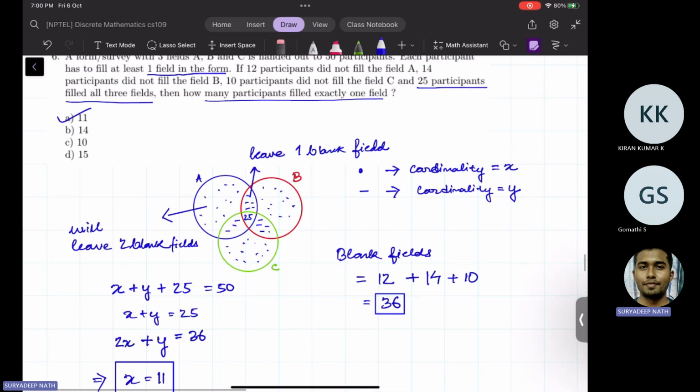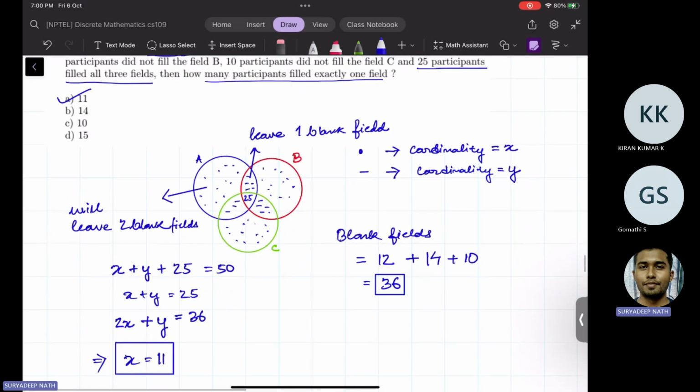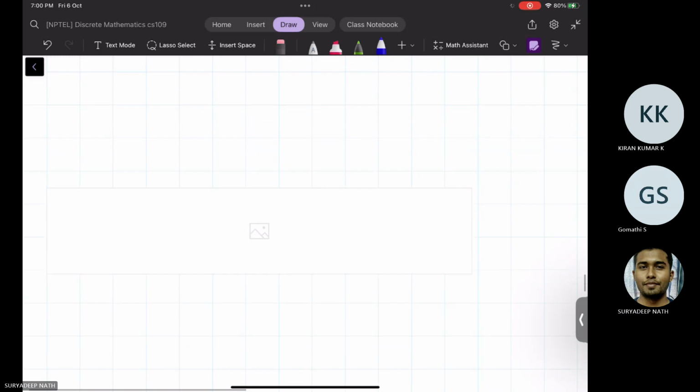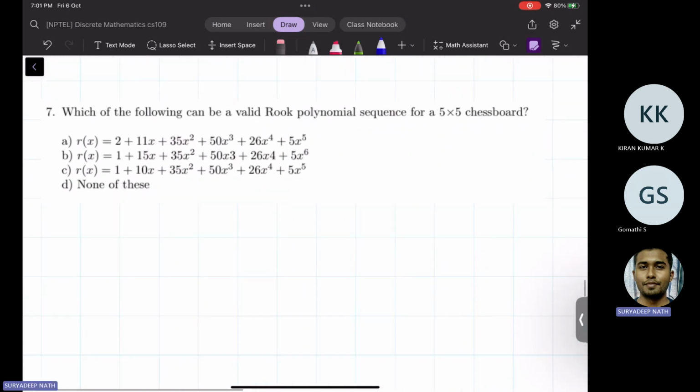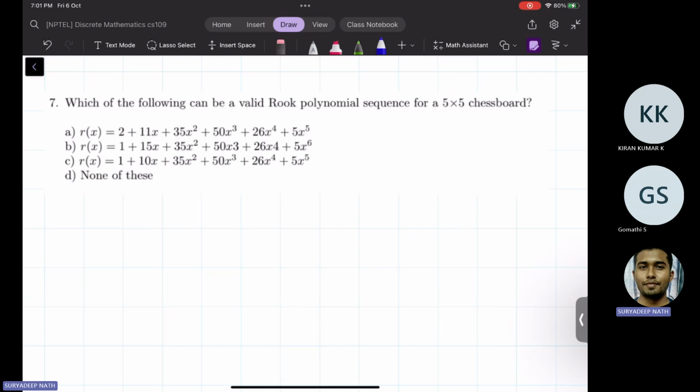Simple set theory applications, so nothing complicated. Coming to the seventh question, so which of the following can be a valid Rook polynomial for a 5 cross 5 chessboard? Now, in a 5 cross 5 chessboard, there are 25 positions. So, one rook can be placed in how many positions?